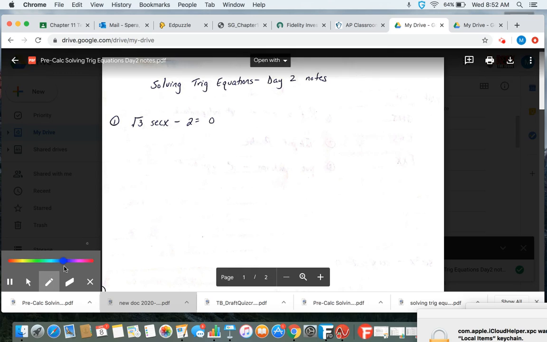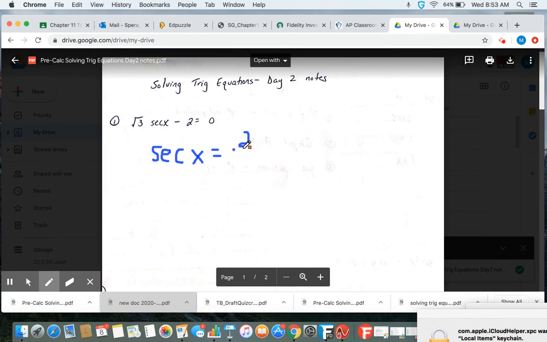Our first idea here is, again, just ignore the secant to begin with if you want to. You just want to solve for x, get x by itself. To do that, you would add 2 to the other side, and then divide by root 3. So you'd add 2 over.